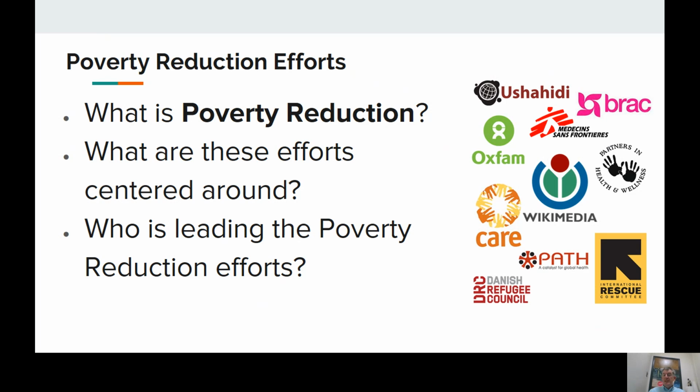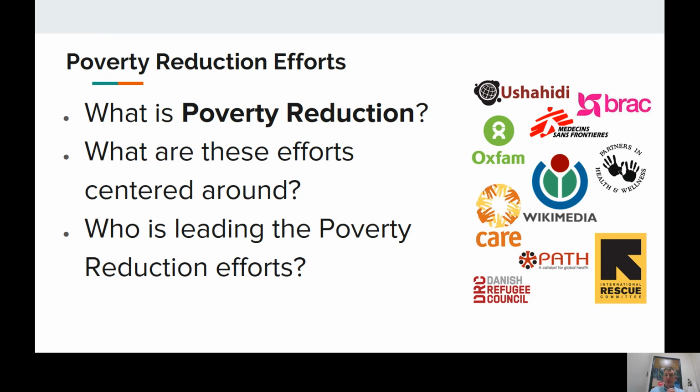Who is leading these poverty reduction efforts? Well, a lot of the groups that you see on the right-hand side of the screen: the United Nations, World Bank, Red Cross. If you'll notice, these are NGOs, non-governmental organizations. These poverty reduction efforts, by and large, aren't coming from the federal government. They are getting funding from world governments, but poverty reduction efforts are largely happening through non-governmental organizations.